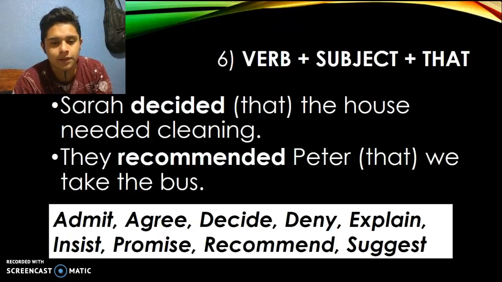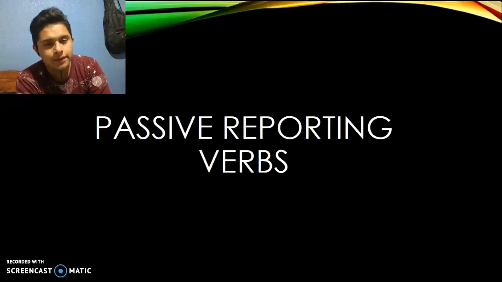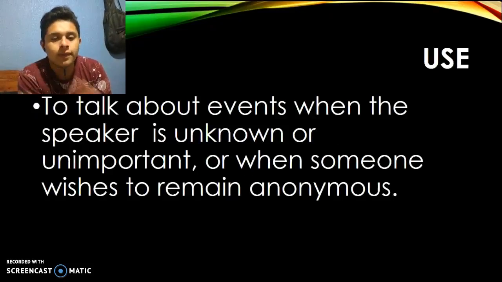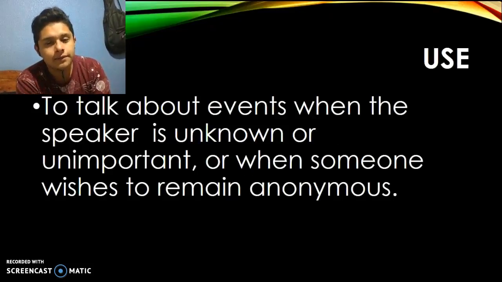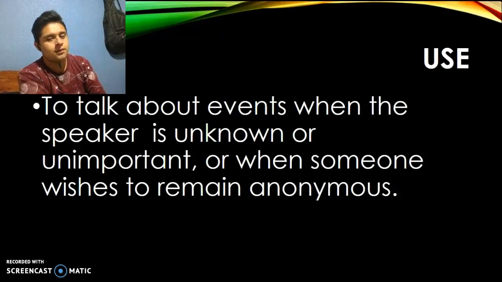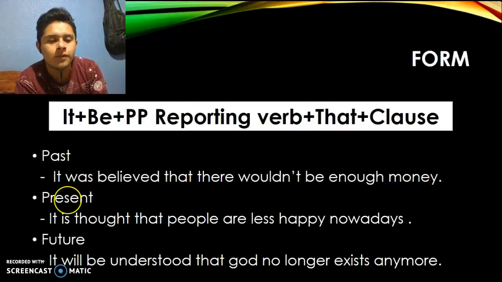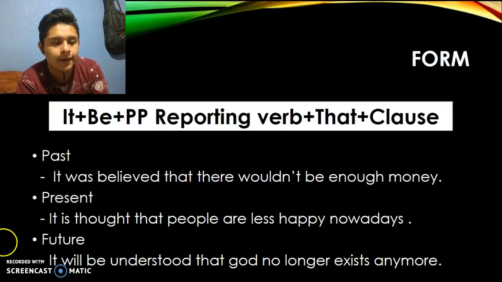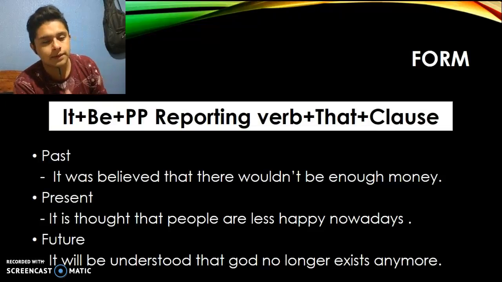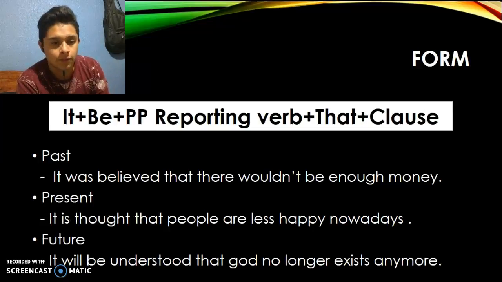Okay, well, let's continue. Now I'm going to explain to you, but this is going to be shorter, the passive reporting verbs. The use is basically to talk about events when the speaker is unknown or unimportant, or when someone wishes to remain anonymous. The form is pretty simple. The personal pronoun it plus the verb to be plus the past participle of the reporting verb plus that plus the clause. And it depends if we want to report in past, in present, or in future.